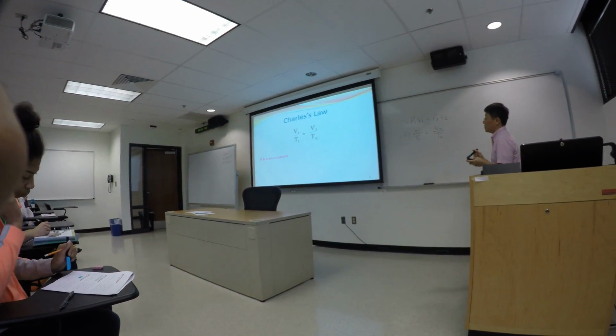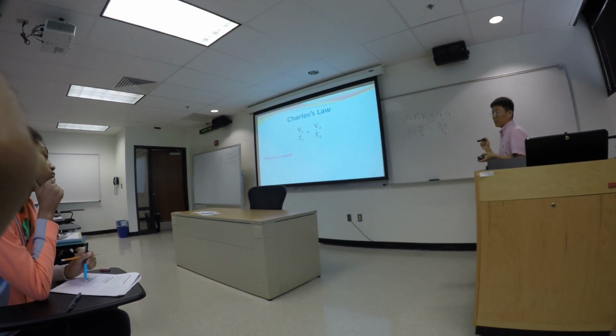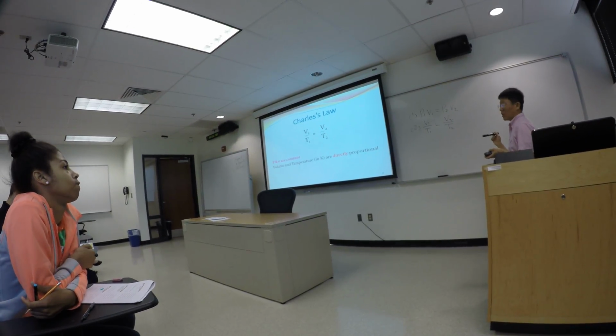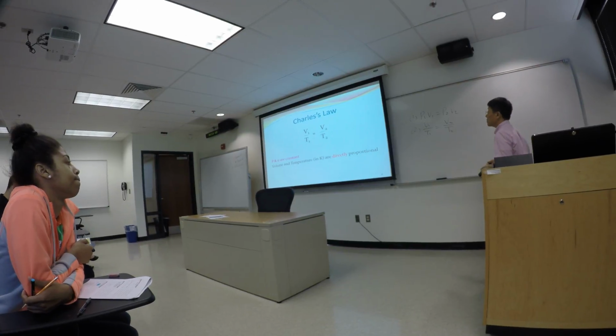Pressure and the number of moles must be constant, and volume and the temperature in Kelvin are directly proportional. How do we use this equation to do a calculation?